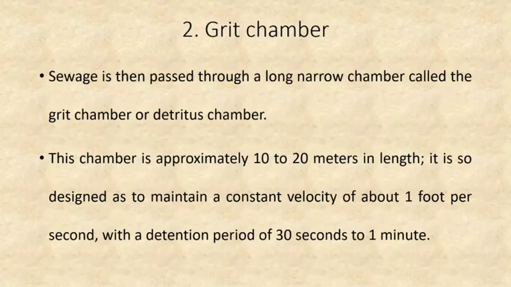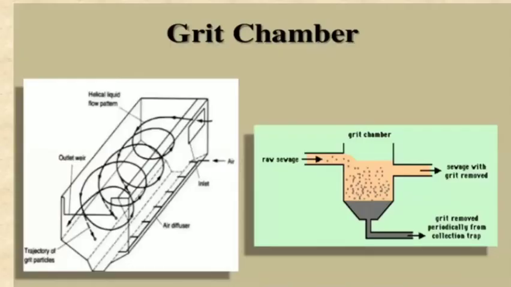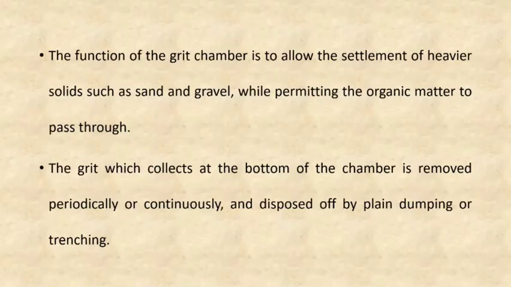Then the sewage is passed through a long narrow chamber called a grit chamber. These are grit chambers. The function of the grit chamber is to allow the settlement of heavier solids such as sand and gravel while permitting organic matter to pass through. The grit collected at the bottom of the chamber is removed periodically or continuously, and it is disposed of by plain dumping or by trenching.